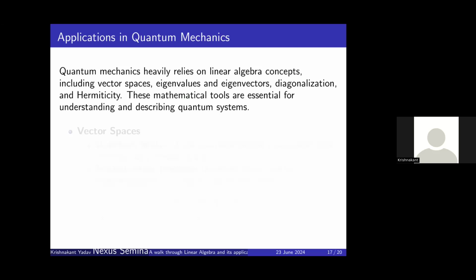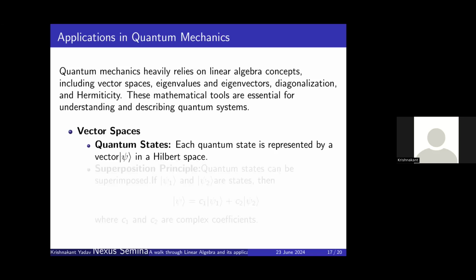Now moving on to applications in quantum mechanics. Quantum mechanics heavily relies on linear algebra concepts, including vector spaces, eigenvectors, eigenvalues, diagonalization and hermiticity. These are the mathematical tools that are essential for understanding and describing quantum systems. Moving on to the applications, we have quantum states. Quantum states are the fundamental description of a physical system in quantum mechanics.